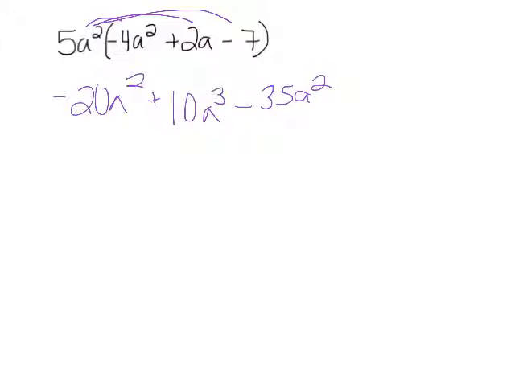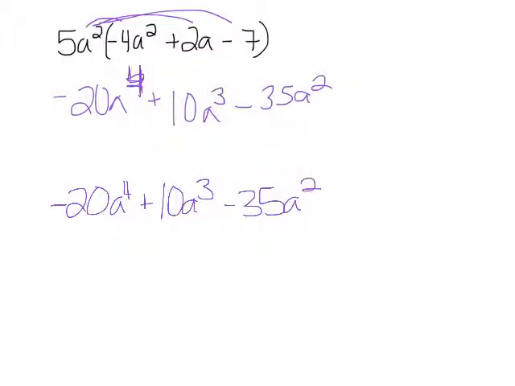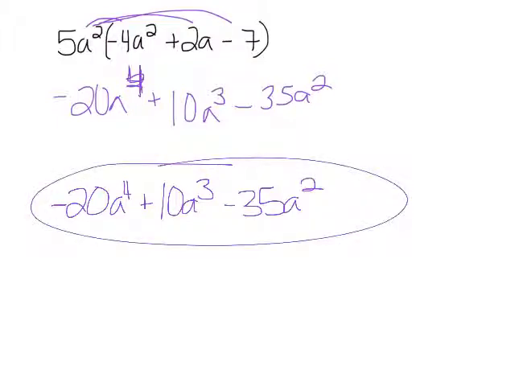And actually, as I go back to review my work, I see that I wrote the wrong exponent here. So this actually should be a to the fourth. So now my final answer is negative 20a to the fourth plus 2a cubed minus 35a squared. And my answer is written in standard form, so I know I solved that correctly.